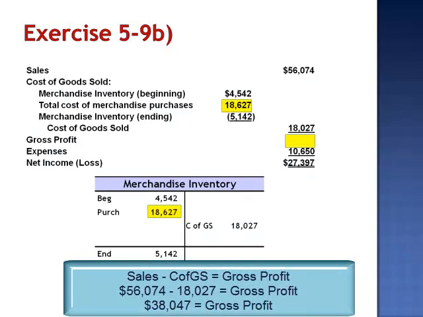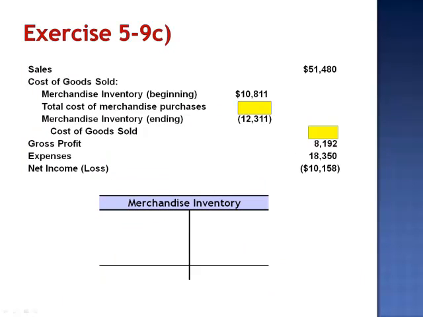Gross profit is sales minus cost of goods sold. Sales of $56,074 minus cost of goods sold, our inventory expense of $18,027, is a gross profit of $38,047. Letter C asks us to solve again for purchases, but also cost of goods sold.